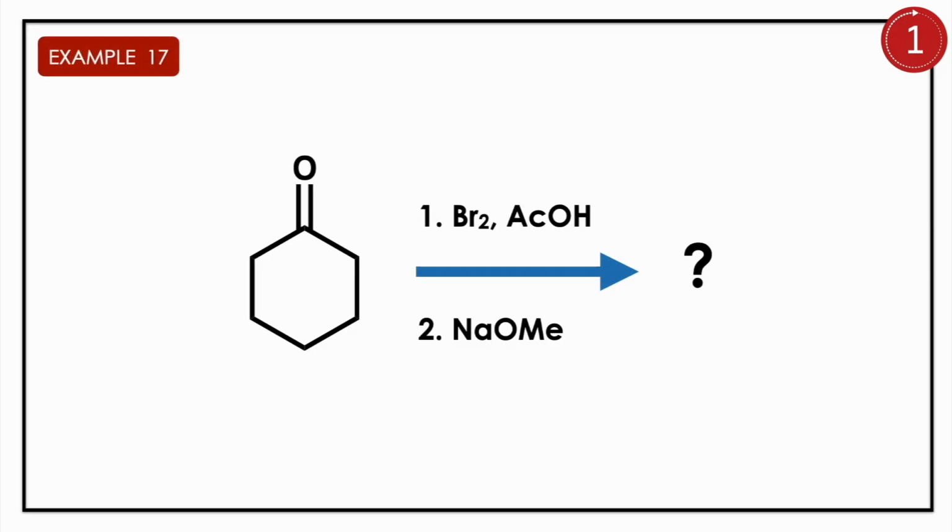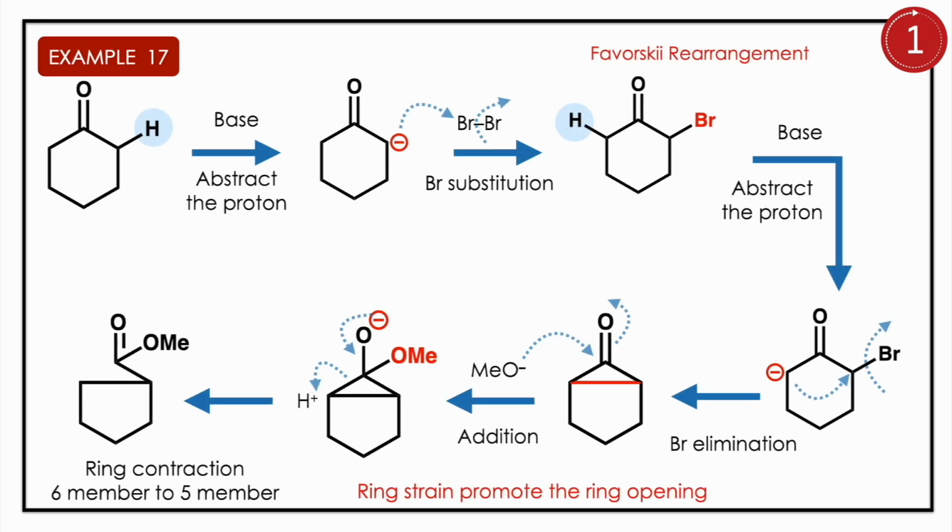Then the next example. Here you have cyclohexanone, and you are using bromine and acetic acid. Sodium methoxide is the second reagent. You should find what will be the final product. Here the ketone is there. You are using the base. Base abstracts the acidic proton. The acidic proton is the alpha hydrogen. So it forms a nucleophile, that is an anion. Anion attacks the bromine. It forms an alpha halogen. Alpha halogen and carbonyl, so there is a chance of Favorskii rearrangement.